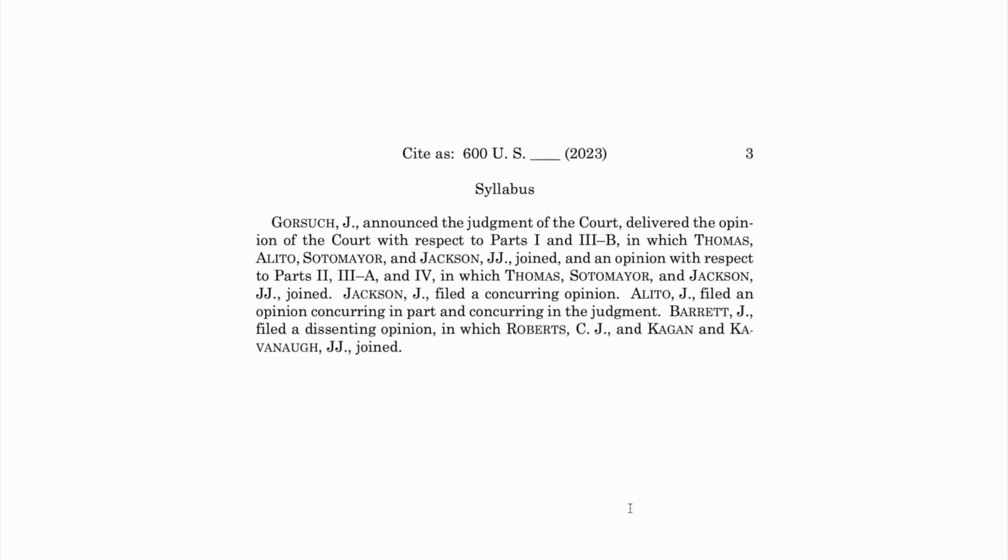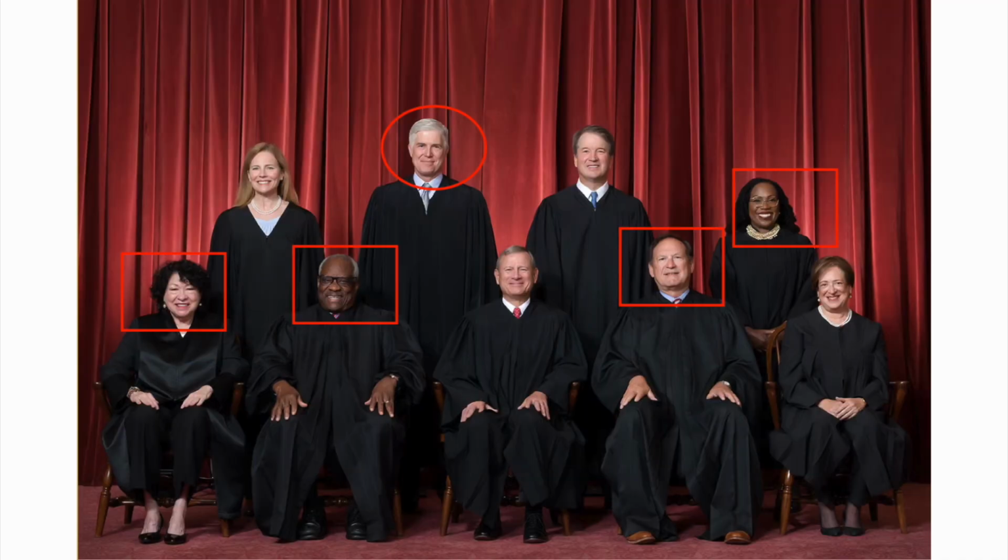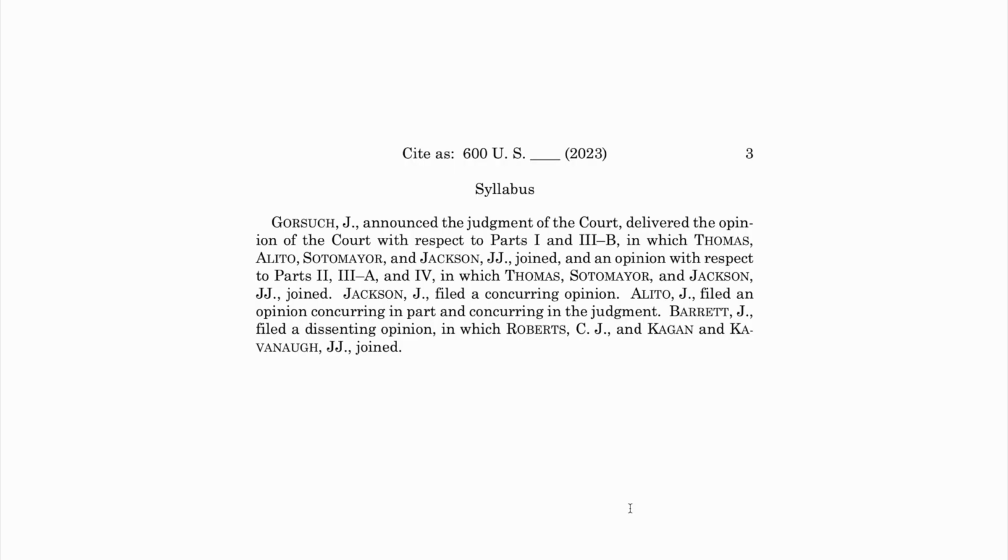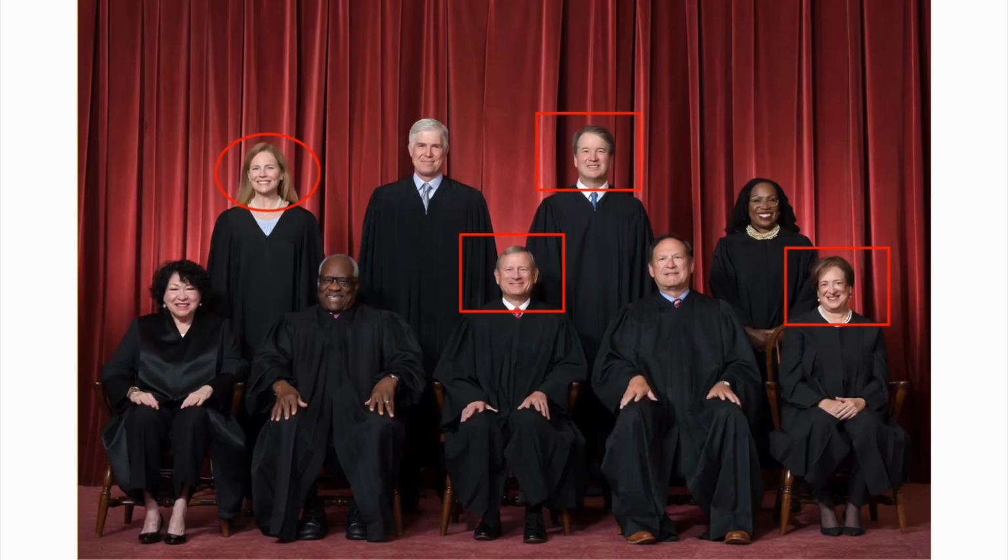Now, what's interesting here is that Justice Gorsuch announced the opinion of the court in Parts 1 and 3B, in which Thomas, Alito, Sotomayor, and Jackson joined, and an opinion with respect to Parts 2, 3A, and 4, in which Thomas, Sotomayor, and Jackson joined. Jackson filed a concurring opinion. Alito filed an opinion concurring in part and concurring in the judgment, and Barrett filed a dissenting opinion in which Roberts, Chief Justice, and Kagan and Kavanaugh joined.